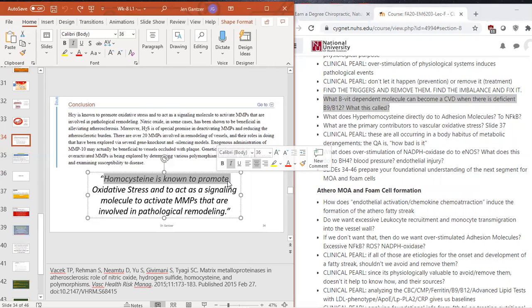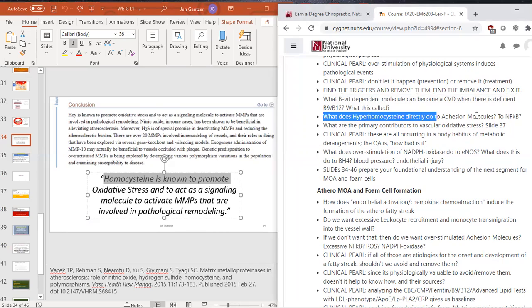It also, hyperhomocysteine, overstimulates and activates nuclear factor kappa B. What does nuclear factor kappa B do? It goes and it turns on the genome to cause an overexpression of, yes, adhesion molecules. So homocysteine directly increases the expression of adhesion molecules, and it indirectly, secondarily increases the expression of adhesion molecules because of its activation and stimulation of nuclear factor kappa B.